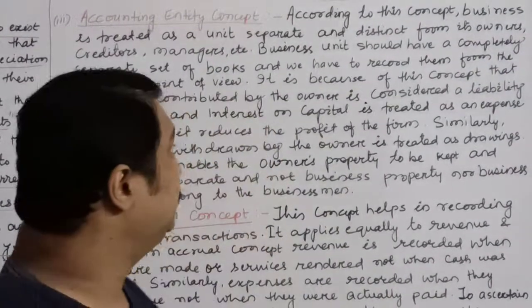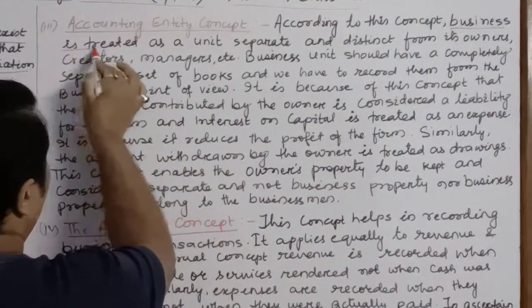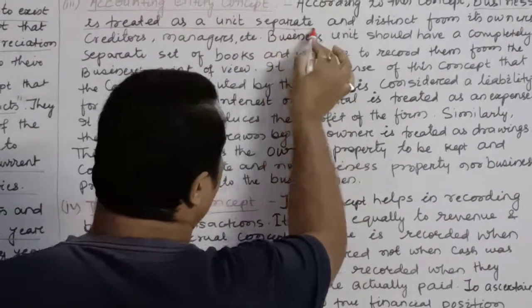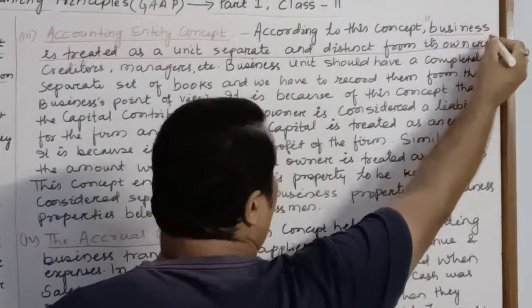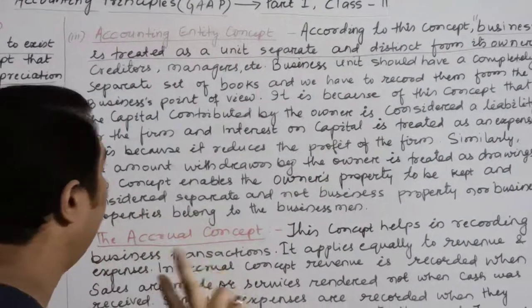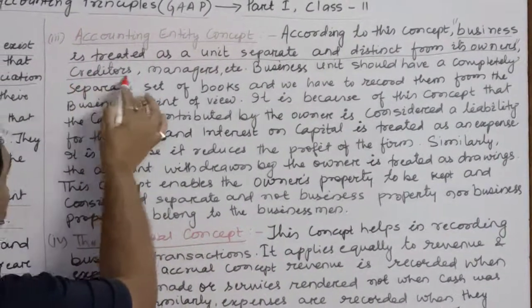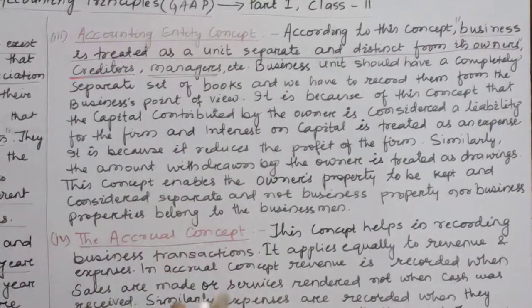So according to this particular concept, business is treated as a unit separate and distinct from its owners. Owners and business are 2 separate units. Not only that, the creditors and managers do not have any right over the business.